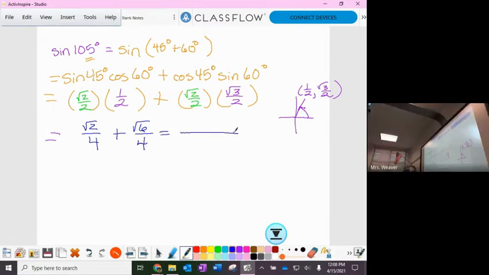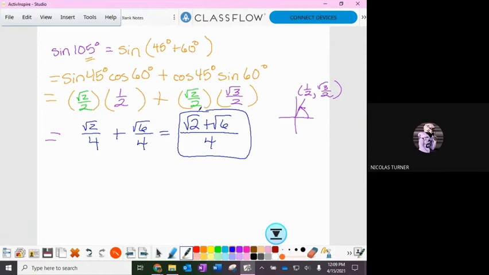That's okay. So when we add or subtract fractions, we need a common denominator. When we're multiplying, we just multiply numerator times numerator and denominator times denominator. These are not like terms because they are not the same number under the radical, so they do not combine. So this is just root 2 plus root 6 over 4. Final answer.